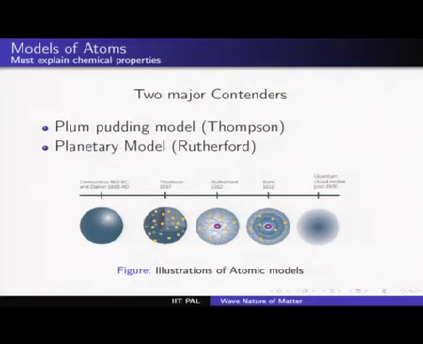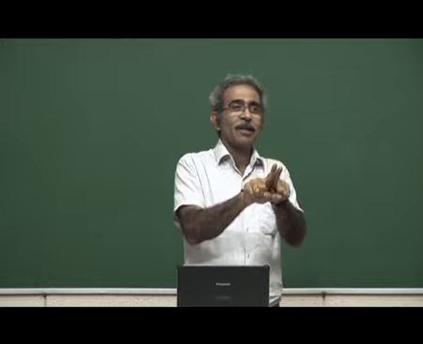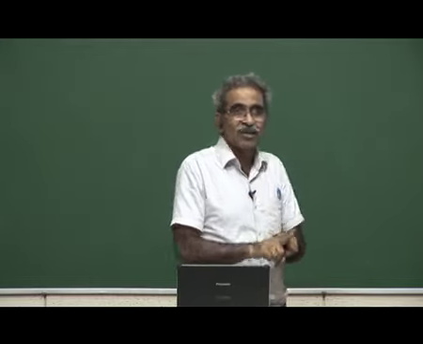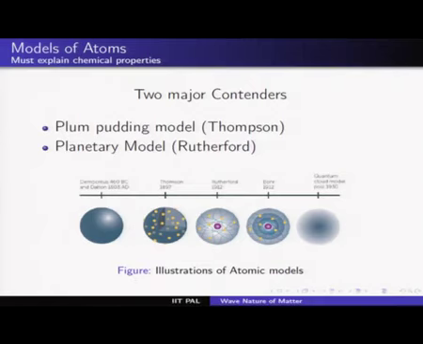In fact, I have not made a slide here. There was a cubic model of an atom by the chemists where they used to place the electrons at different vertices of a cube. If two vertices joined, they called it a single bond. If two lines joined, they called it a double bond, and so on and so forth. So there were such models also. We are not going to discuss them, but we are going to look at two very, very major contenders.